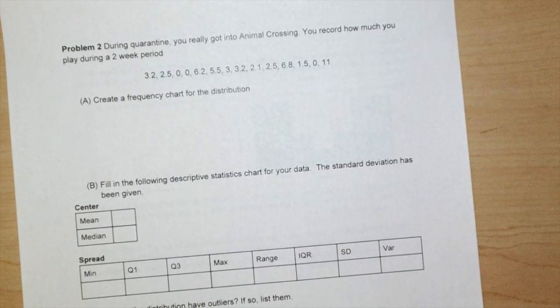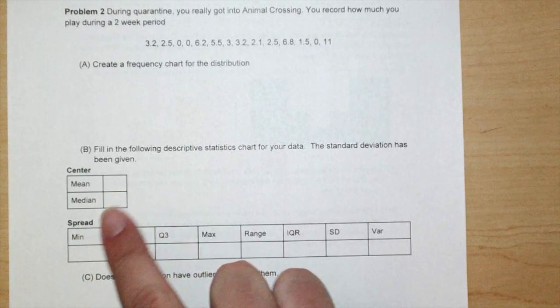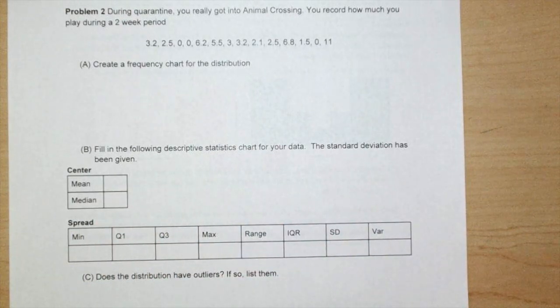Okay, so for number 2, it says during quarantine you got really into Animal Crossing and you recorded how much you played during a 2-week period, and this is in hours. So that's your data, and this question is a traditional do-stuff-with-data question. First it asks us to create a frequency chart, and then it asks us to find our statistics.